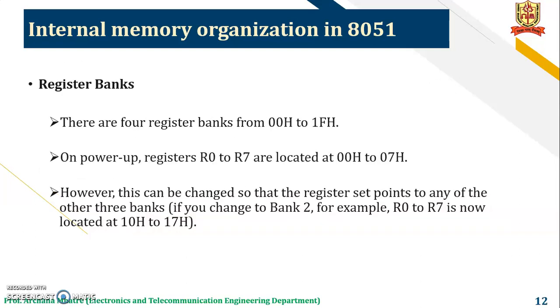Now next, register banks. There are 4 register banks starting from 00H to 1FH. On power up, registers R0 to R7 are located from 00H to 07H. However, this can be changed so that the register set points to any of the other 3 banks. If you change the bank, for example, R0 to R7 is now located at 10H to 17H, as every bank consists of registers from R0 to R7.